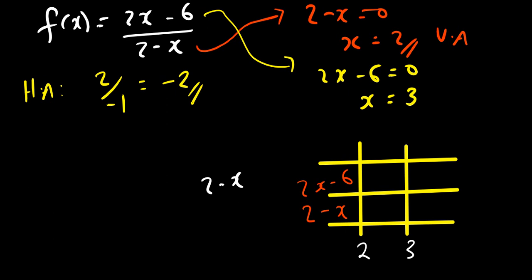If you pick any value that is greater than 2, let's say you pick even just a 3, 2 minus 3, you are going to get a negative number. So this will give you a negative and this one will give you a negative. But if you pick any number that is less than 2, let's say you pick 1, 2 minus 1, that would give you a positive number, right? So here you have a positive.